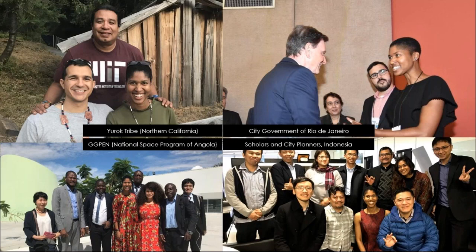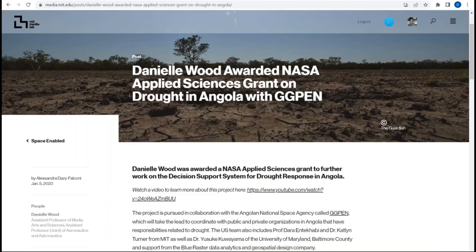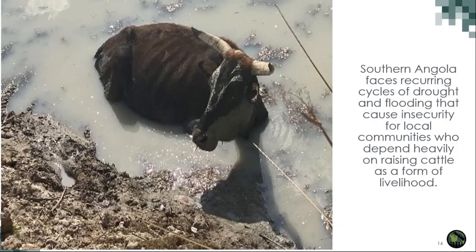And we try to consider if we are aligned with those values and try to see how we could apply satellite data with them. I give a brief example on the case study in Angola, and this is funded by NASA's Applied Sciences program, in particular from the Water Resources Management program. We are funded to work on the application of satellite data to help support drought response in southern Angola. It's an area affected by long-term patterns of recurring drought and flood, and this affects local communities who depend heavily on raising cattle as a form of livelihood.